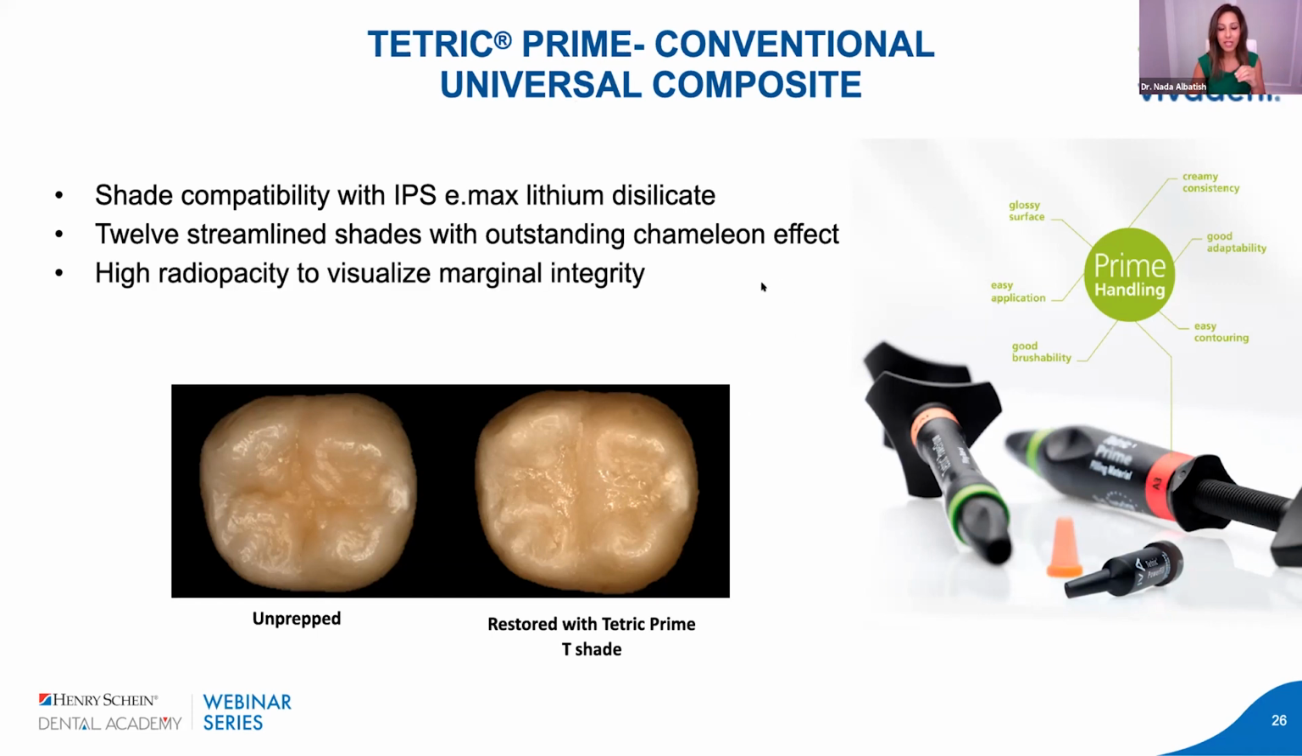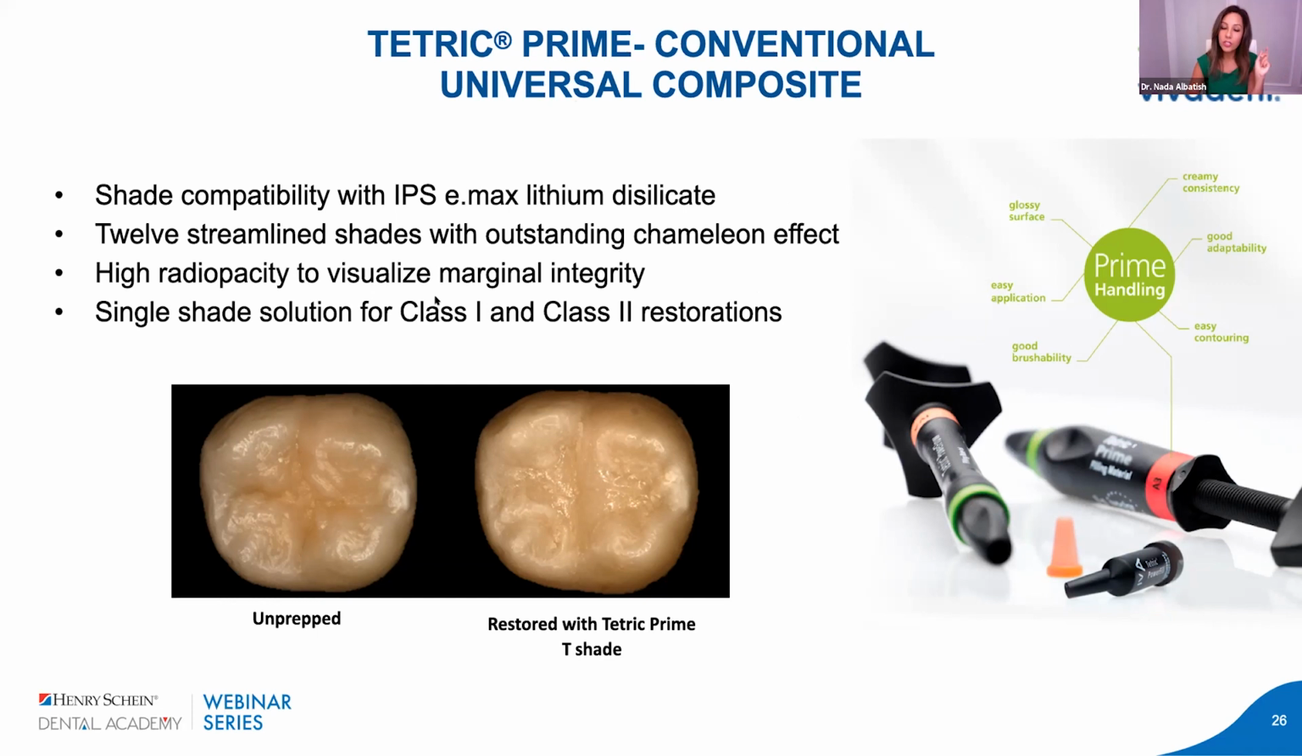It also has a chameleon effect, and it has high radiopacity, so you can really see that you have excellent margins. For posterior teeth, if you want to use a conventional composite and just place 2 millimeter increments, it has really great handling, and it has a trans shade, which is a single shade solution for your posterior teeth if you want to cure after every 2 millimeters.